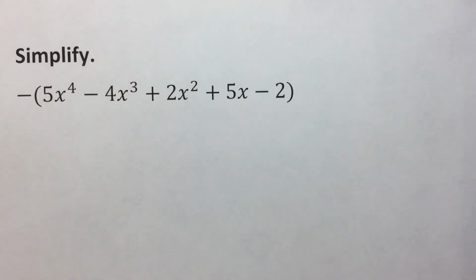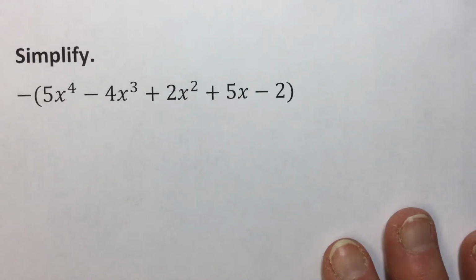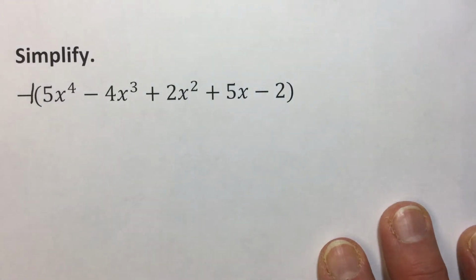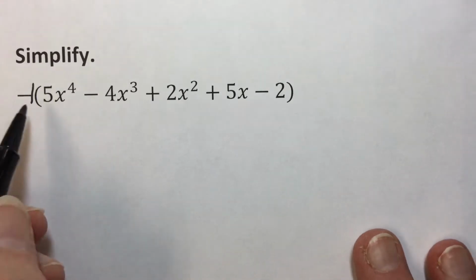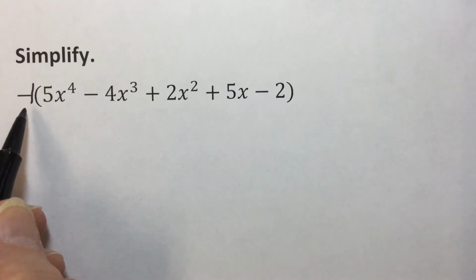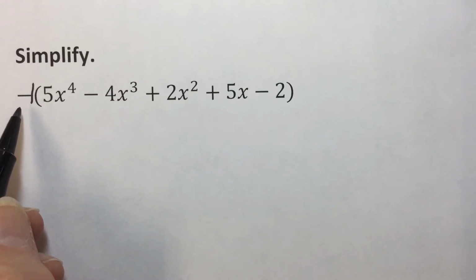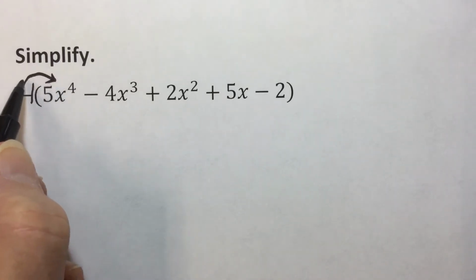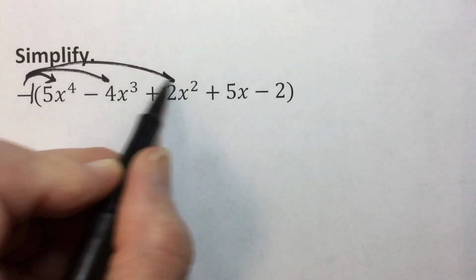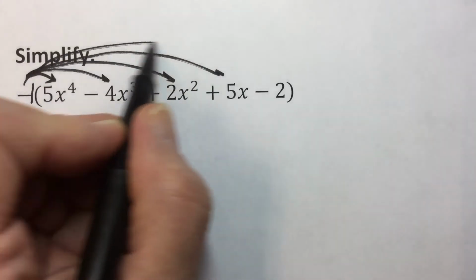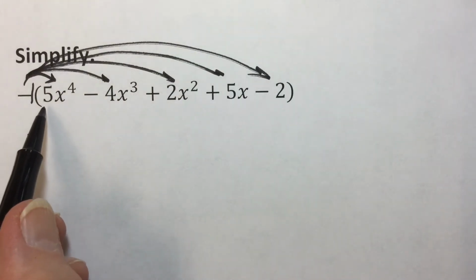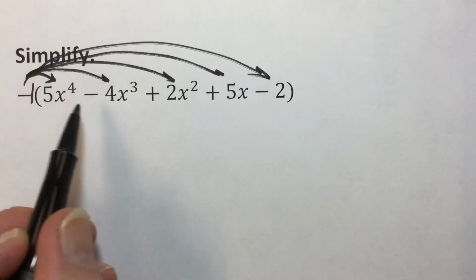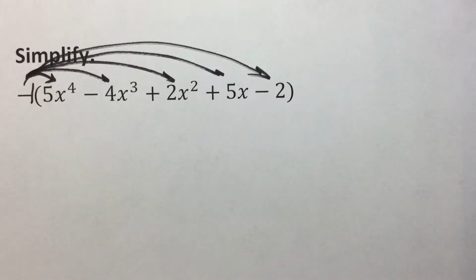Here they're asking us to simplify this expression. What we have is a -1 times this polynomial, and as we just saw, this is a way of indicating that they want the opposite of this polynomial. We can go through the steps of distributing that multiplication of -1 times every one of those terms, or recognize if we take the opposite sign of each of those terms, we have an equivalent.